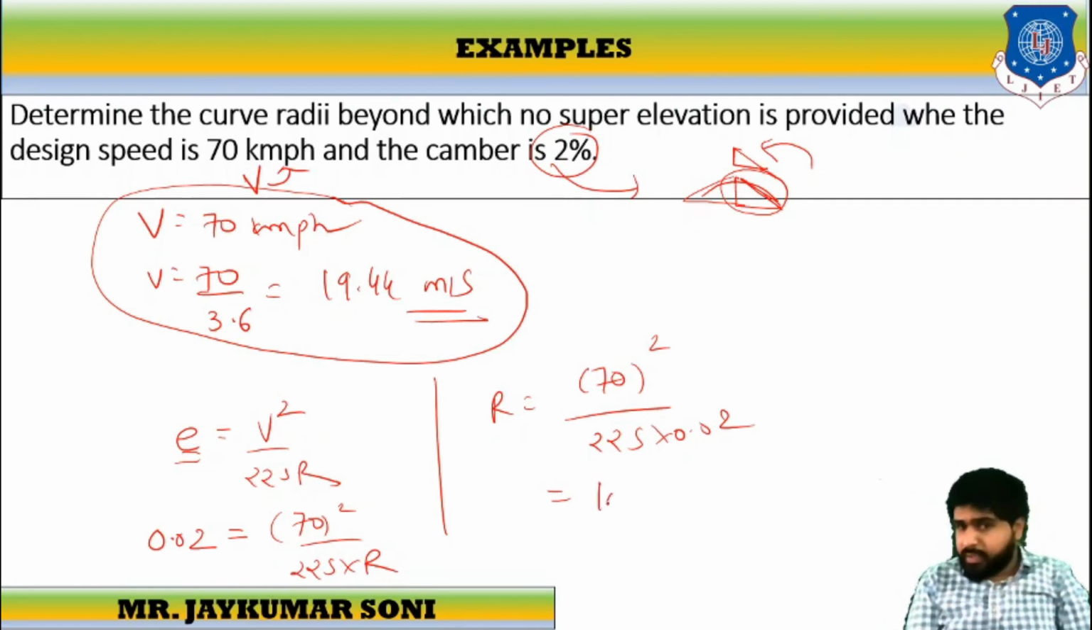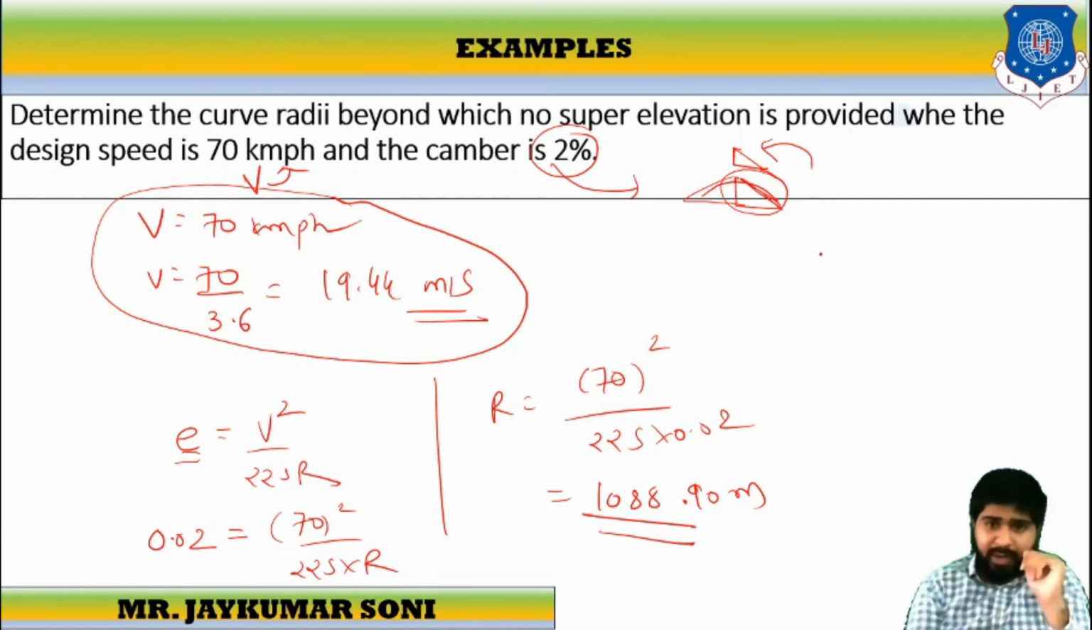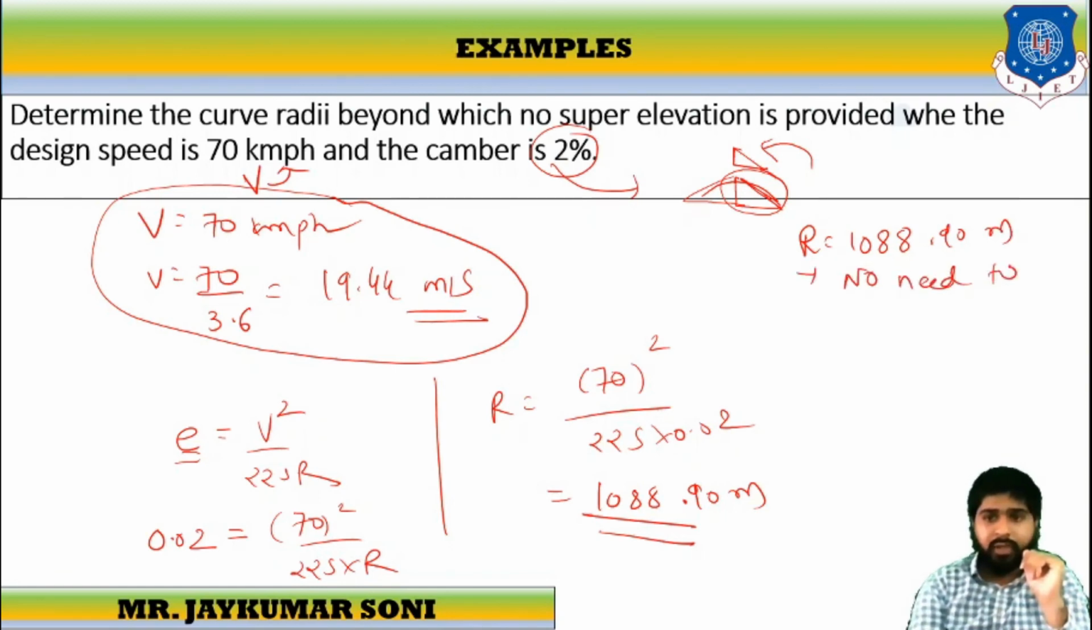So it is 1088.90 meters. Now there is a statement that you need to write, that what is asked in this example is that we have to determine such radius beyond which there is no super elevation which is needed to be provided. So we have to write that for the radius of 1088.90 meter, there is no need to provide super elevation.